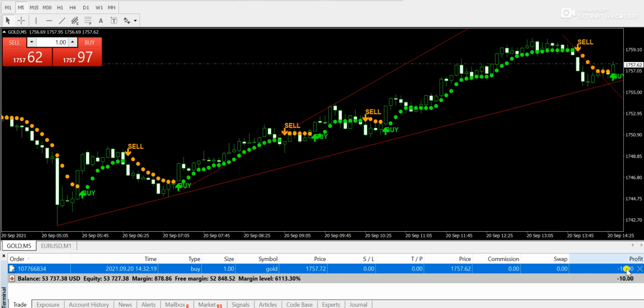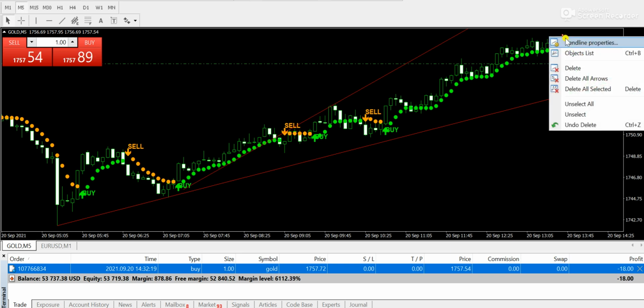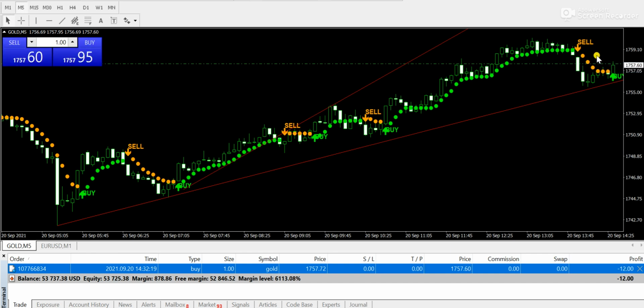Okay, now you can see that it's $16, $13 minus, so no worries about this. So basically when you have taken the right trade, then definitely you need to make a good decision.